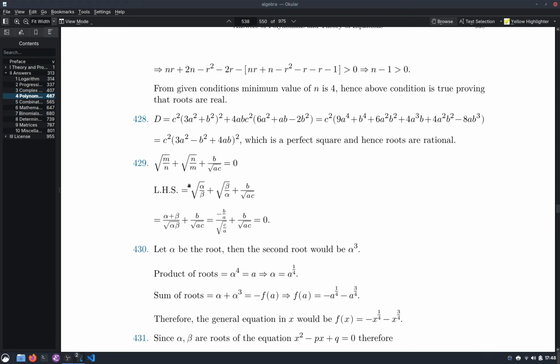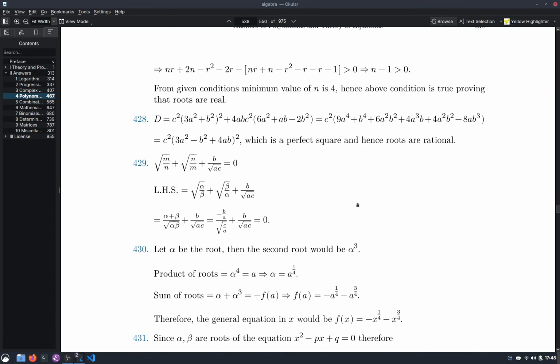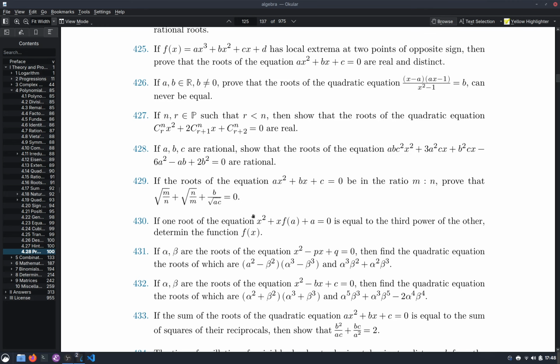So our left hand side becomes square root of alpha by beta plus square root of beta by alpha plus b by square root of ac, because it is given that alpha, beta are the roots, then they are in the ratio m is to n. So we take LCM, we get alpha plus beta by square root of alpha beta plus b by square root of ac. Now alpha plus beta is equal to minus b by a, and alpha beta is c by a. So upon simplification, you find this sum is 0.